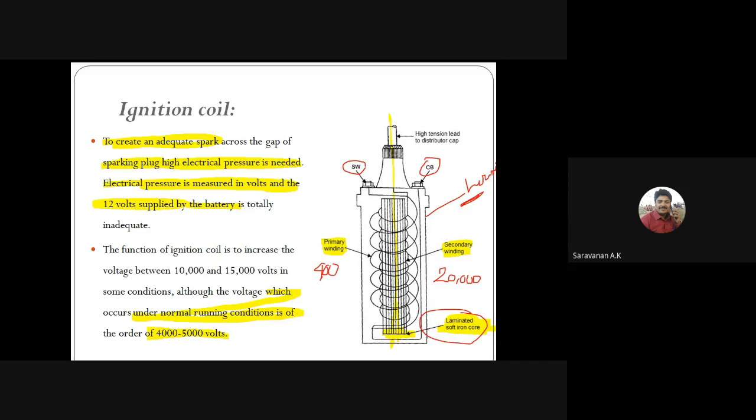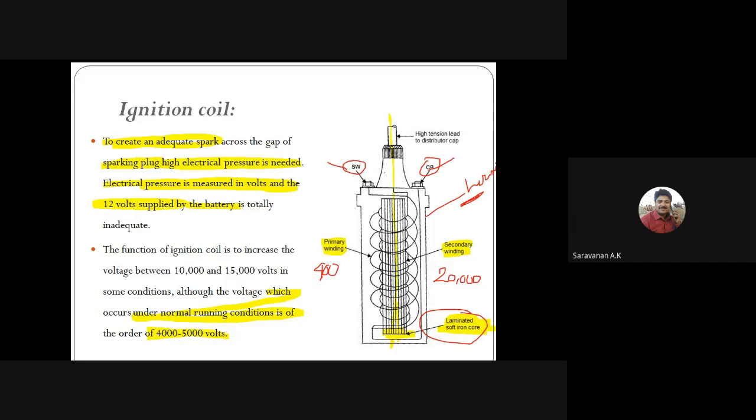One is connected to the contact breaker, and the second one is connected to the switch, right? So it is for the contact breaker and it is for the switch, right? So these are the setup of the ignition coil, right?